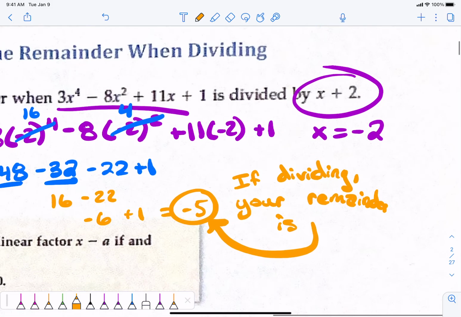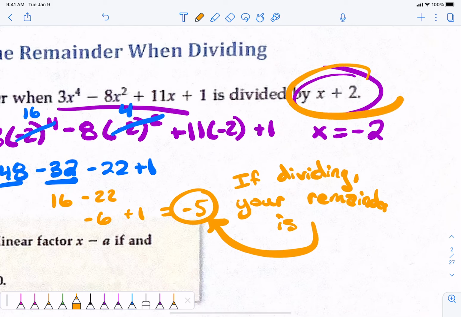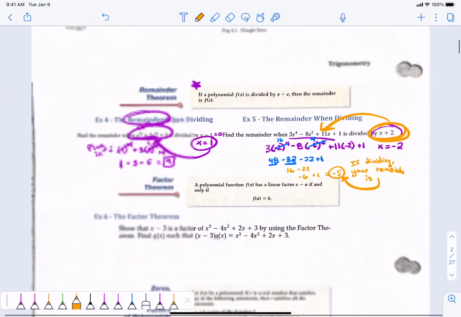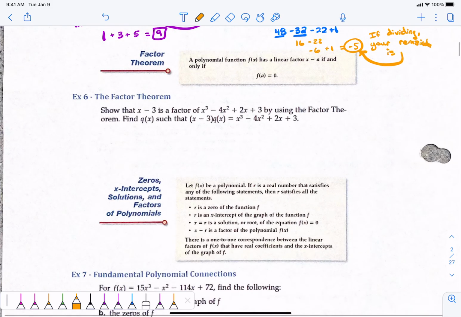So you have a negative remainder. You can have a negative remainder, like if you're dividing by a negative, right? It seems kind of weird, but if you're dividing, the remainder is negative 5. So, does this thing go into here perfectly? No, because what would your remainder have to be? 0. Yes? Okay, let's go on down here.